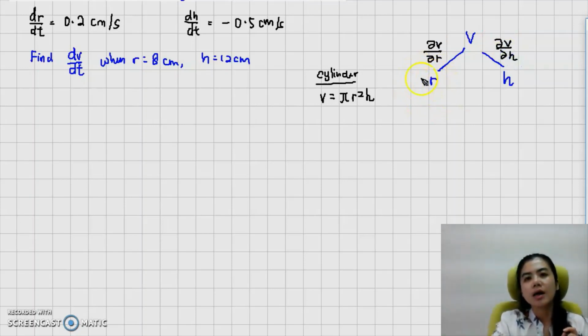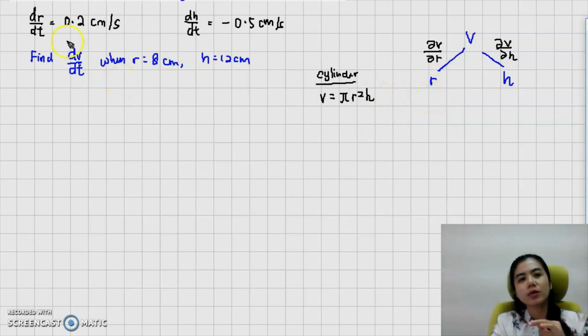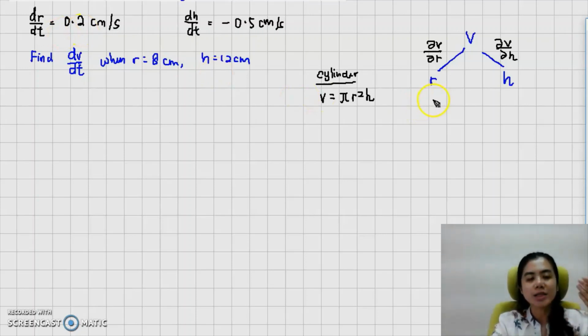Okay, how about the r? In this question, they did not give you an equation regarding r equals to what, but you can see that we have dr/dt. It means that your r is changing according to the time. So inside the r is actually related to the time. So you can think of the r as having one component, t. Okay, the same thing happens to h. The question does not give you an equation of h related to t, but you can see here we have dh/dt. So we know that the h has the t component, because the h is changing according to the time.